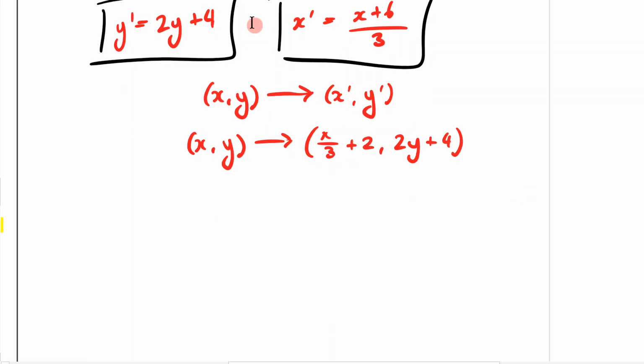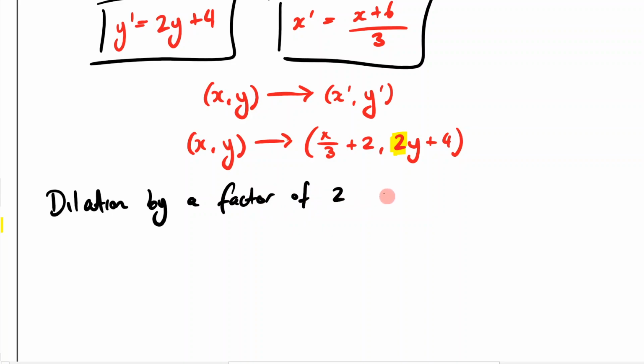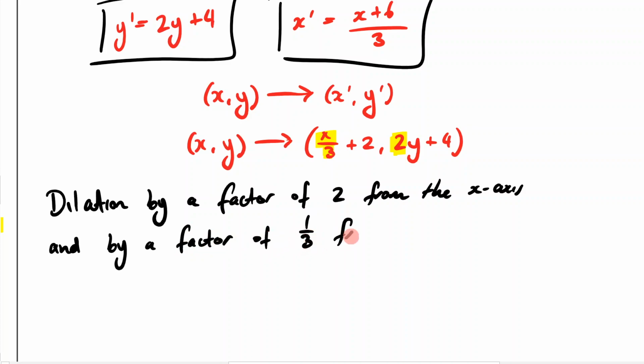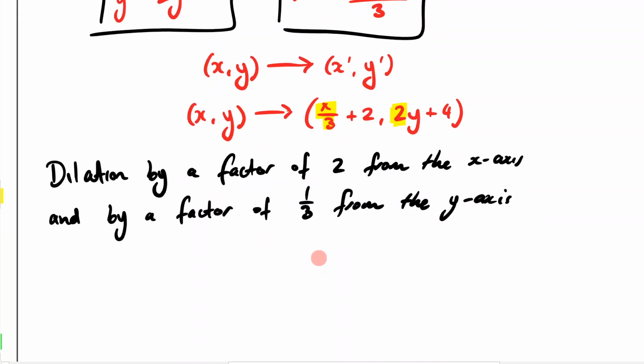So I begin with my dilations. Let's start with this 2. This 2 is telling me what? That I have a dilation by a factor of 2 from the x-axis, and I have another dilation here, which is this one right here. This is telling me that I have a dilation by a factor of 1/3 from the y-axis. I don't have any reflections, so then I move on to my translations.